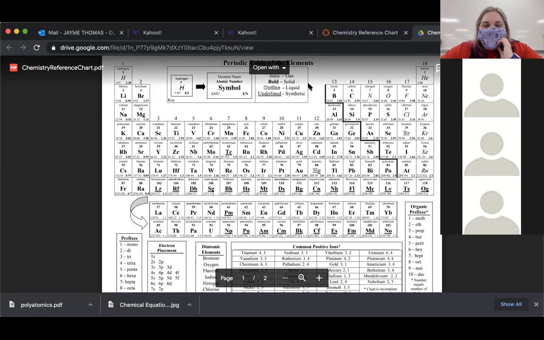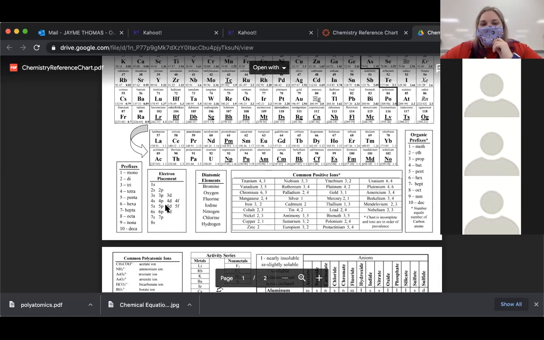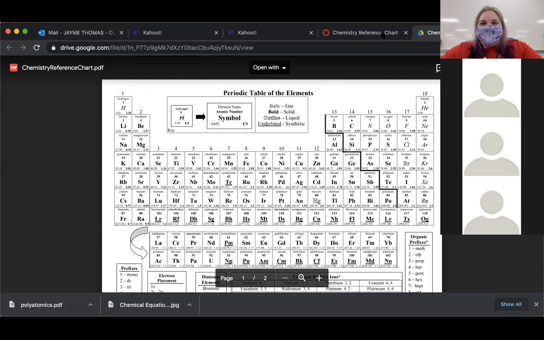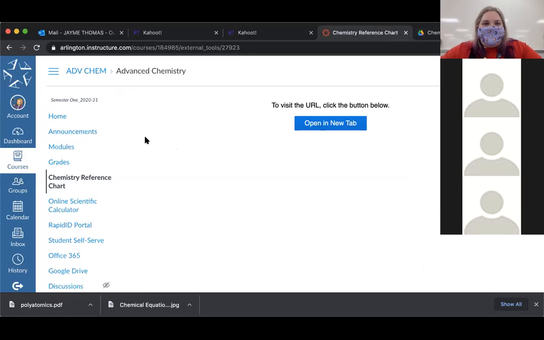This is something that you're allowed to use on your test to help you. And you can also use the stuff that's in Canvas, because I know in Canvas there was a slightly different list of polyatomic ions, and then the Roman numerals and things like that. So having said that, I'm gonna go back here.